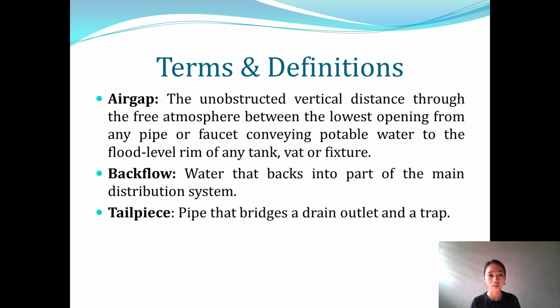First is air gap. Air gap is the unobstructed vertical distance through the free atmosphere between the lowest opening from any pipe or faucet conveying potable water to the flood level rim of any tank, vat, or fixture. Next is backflow. Water that backs into part of the main distribution system. Tailpiece. Pipe that bridges a drain outlet and a trap.